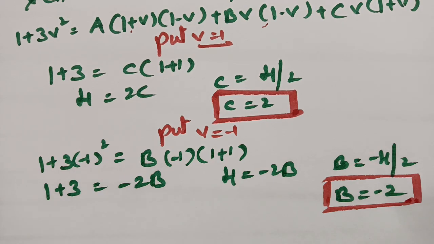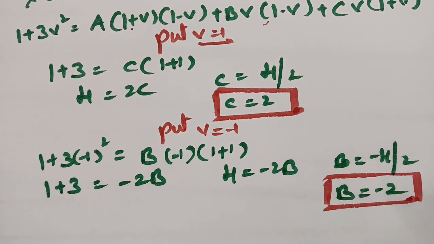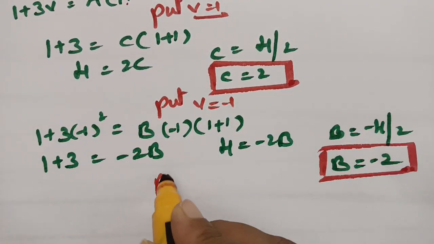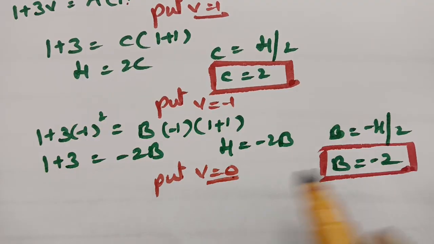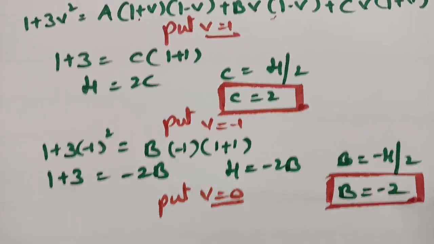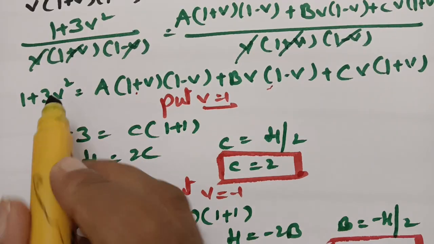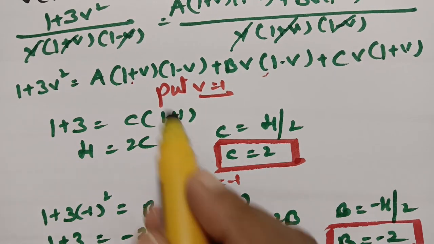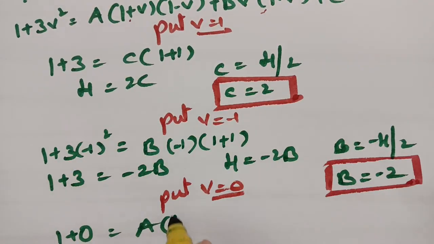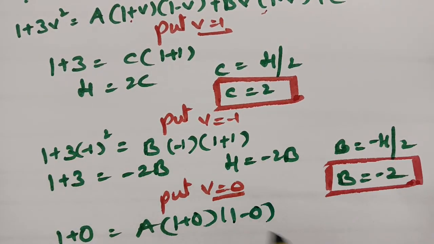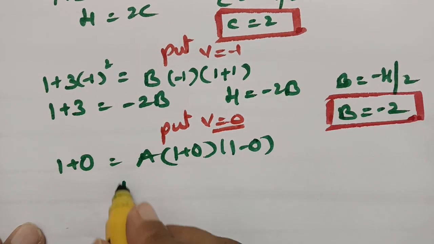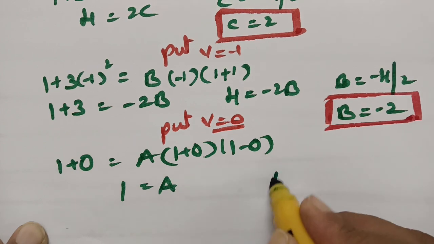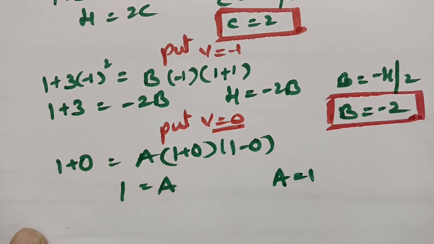So again we got the b value as minus 2, and now I have to find a substitution for finding the a value. For the a value, in the v, if I keep 0 here, so put v is equal to 0 in order to get the a value. Then this will become 1 plus 0. So 1 plus 0 is equal to a times of, if I keep v is equal to 0, 1 plus 0 and 1 minus 0, so 1 is equal to a. So I got the value of a as 1.